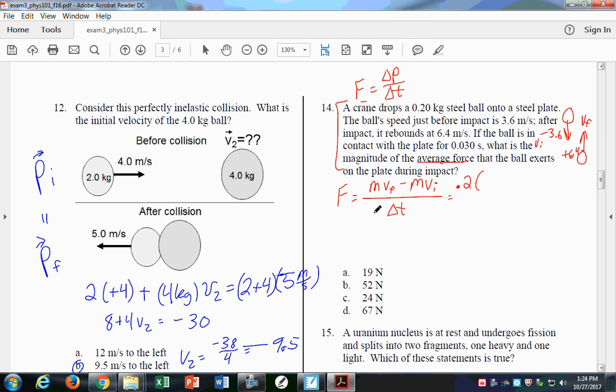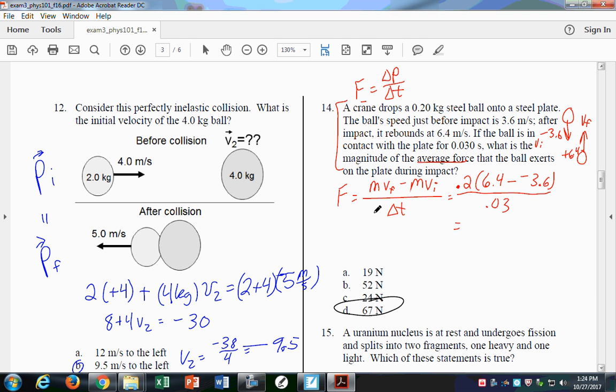So to find my final minus initial, it's going to be 6.4 minus a negative 3.6. And that's all over delta T, which is 0.03. And so that's 2 divided by 0.03, I think. 67. So D is the right answer there.